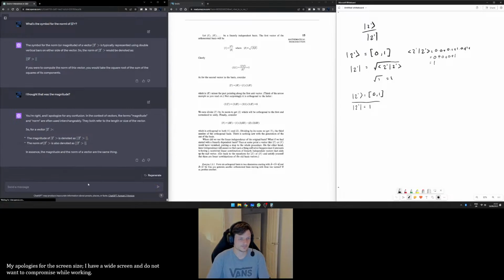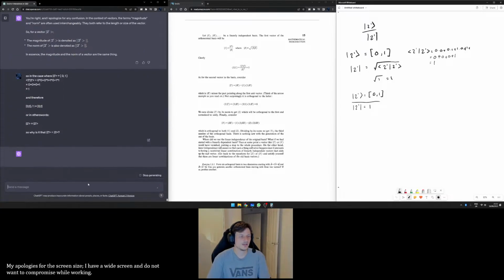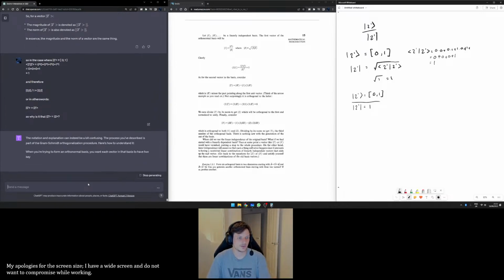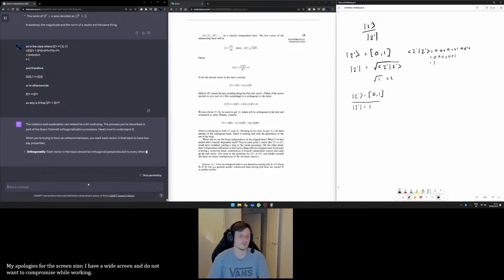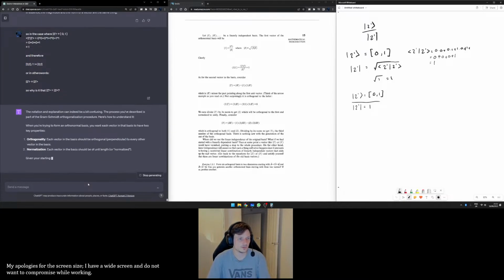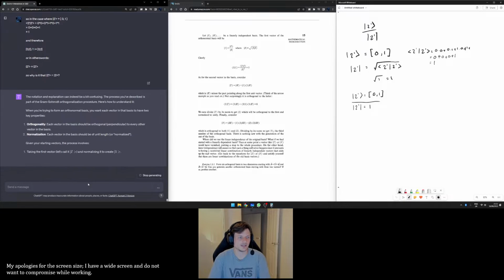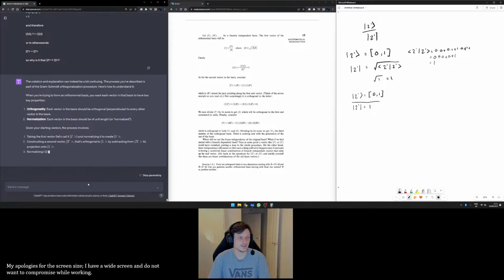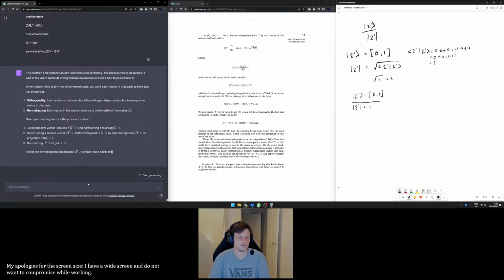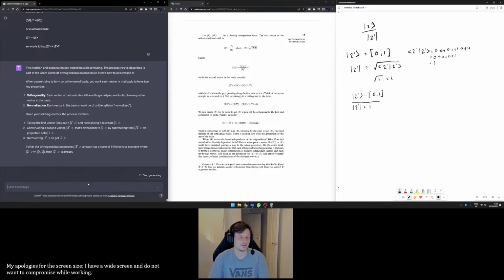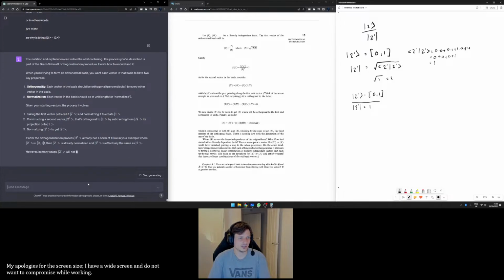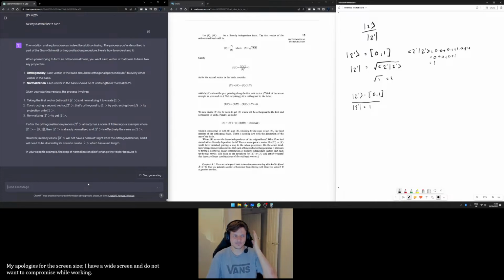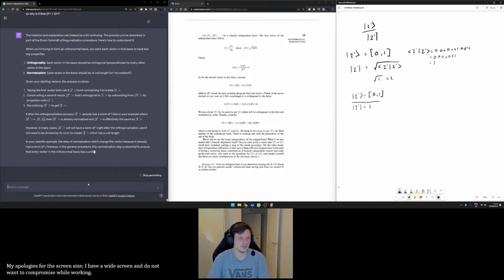Let's see what this says. The notation and explanation can indeed be a bit confusing. The process you're describing is part of the Gram-Schmidt orthogonalization procedure. Here's how to understand it. When you're trying to form an orthonormal basis, you want each vector in that basis to have two key properties. Orthogonality, each vector in the basis should be orthogonal, perpendicular to every other vector in the basis. Normalization, each vector in the basis should be of unit length or normalized.